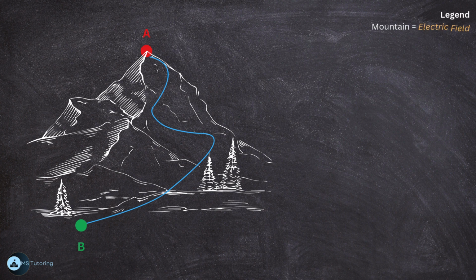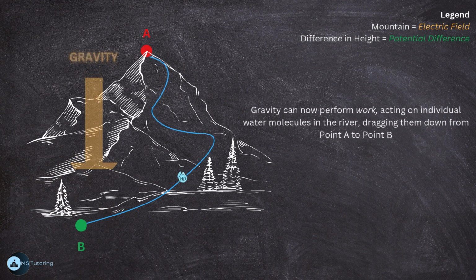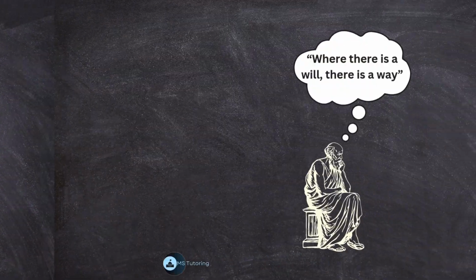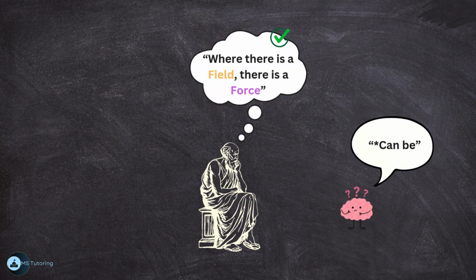So as we said, thanks to the difference in height provided by our mountain, gravity has a space to perform work in, acting on individual water molecules in the river to drag them down from A to B. Now, this is exactly what the electric force does on charged particles. We can think of fields as a space within which specific forces can be activated to act on specific particles.